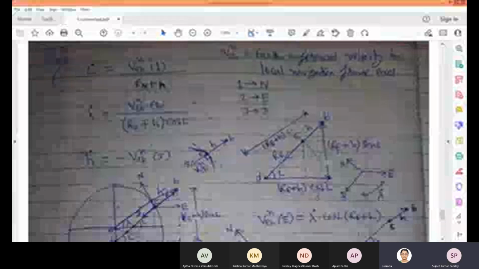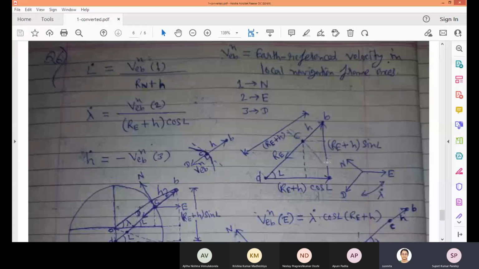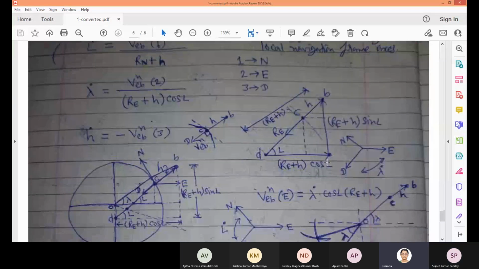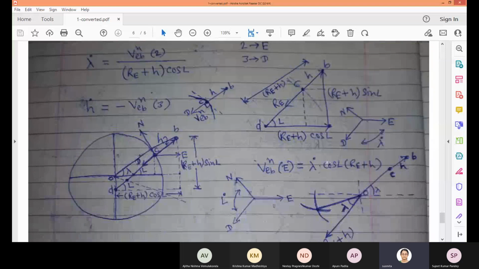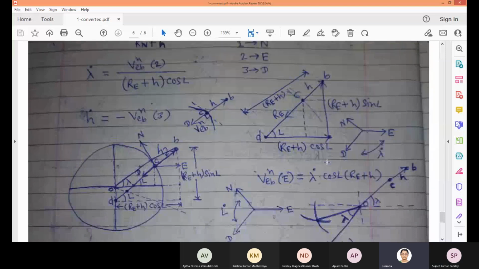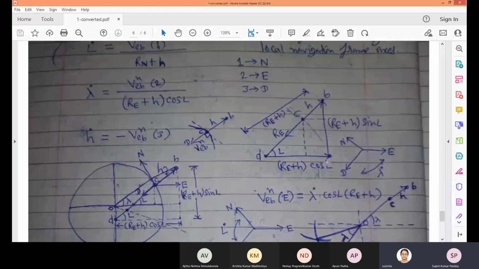Okay, velocity. What did you do for velocity? The first one is hardly visible. Latitude. L dot is about to go down. Nobody can understand what you have done. This way nobody will understand what you have done.